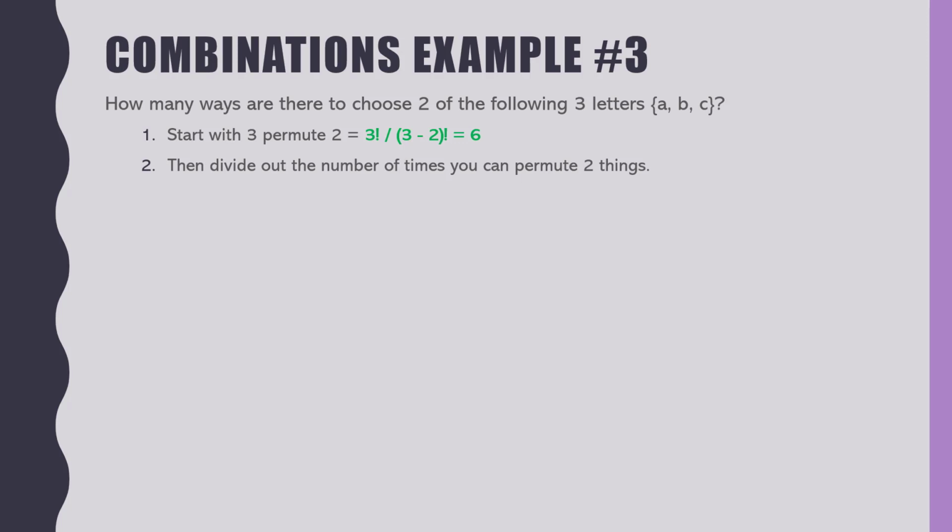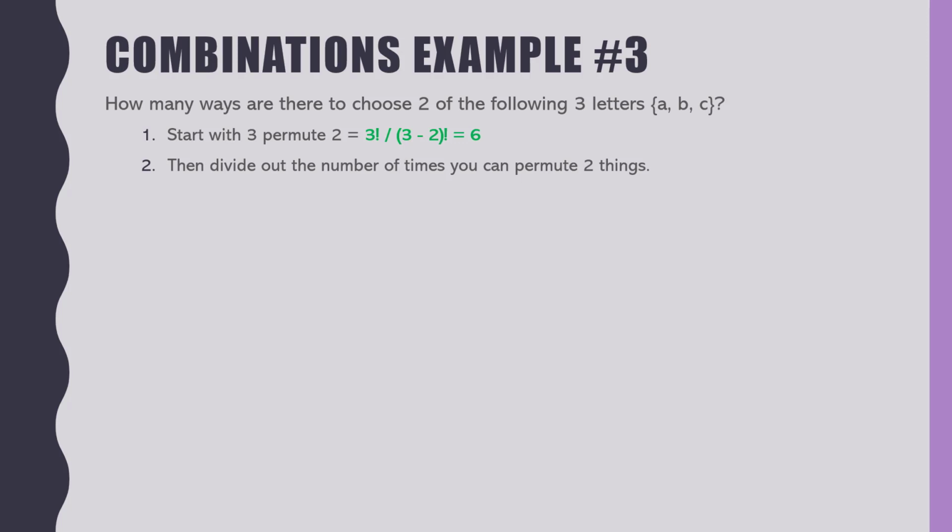So what I'm doing here is giving you an insight into why the combinations formula works, which we're going to see in a minute. If I divide out the number of times you can permute two things, why do I do that? Because the subset has 2 in it, and there's however many ways you can permute two things, which is just 2 factorial.